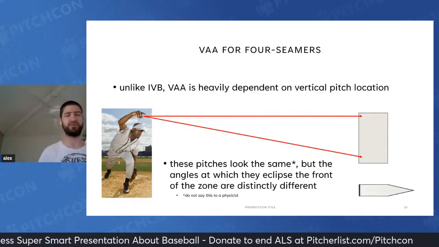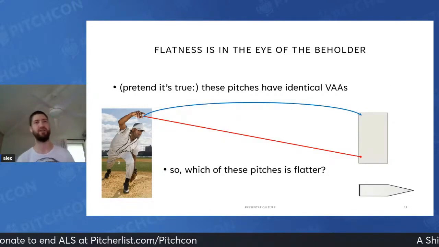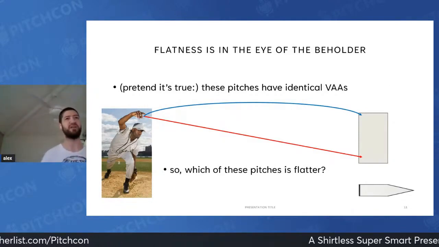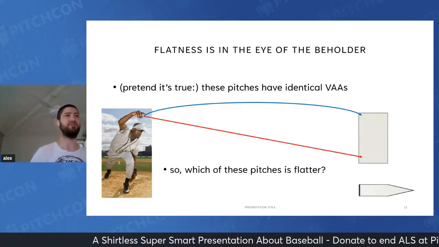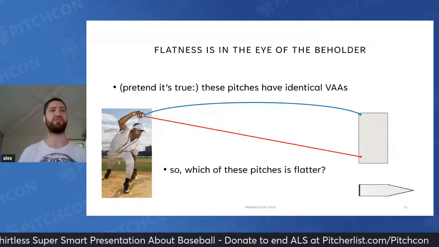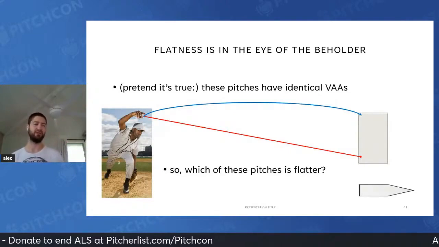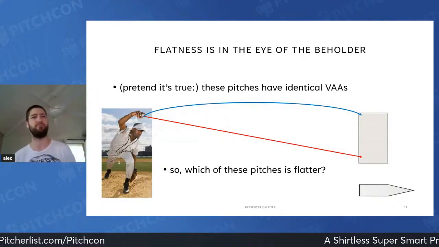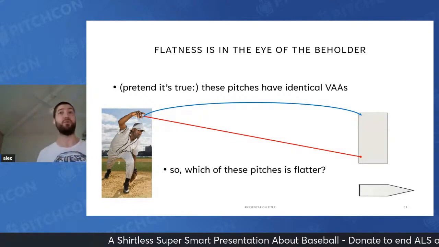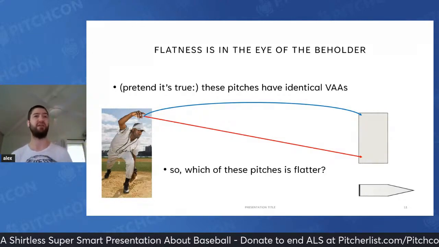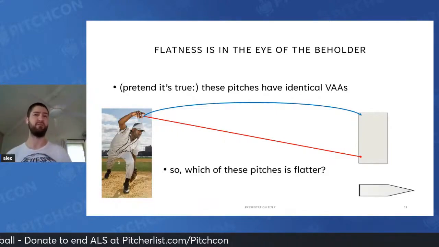Where it's thrown in the zone is so crucial to measuring VAA. Let's look at another example. Let's pretend these pitches have identical VAAs, coming in at the same angle. You can see that the blue one's very loopy and the red one's very much straighter. The preeminent question is, which of these pitches is actually flatter? From a raw VAA measurement, we'd say they're both at negative 5 degrees based on how they're coming into the zone. But if you were adjusting for pitch height, if the red pitch was thrown to the exact same spot as the blue pitch, we would see that it's much flatter than the blue pitch.